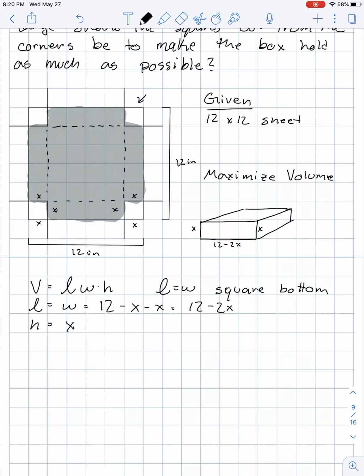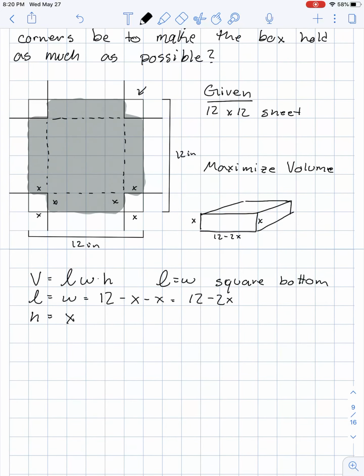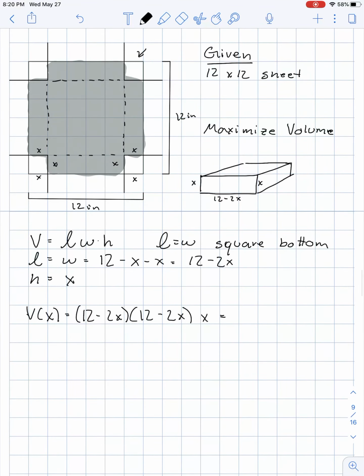So volume is length times width times height. So I can plug those all in. Oops, not for T. X is time to shine. So I'm going to have length, 12 minus 2X, times width, which is 12 minus 2X, times my height, X. And then I can simplify that to 12 minus 2X squared times X.